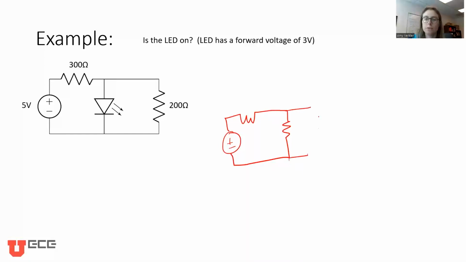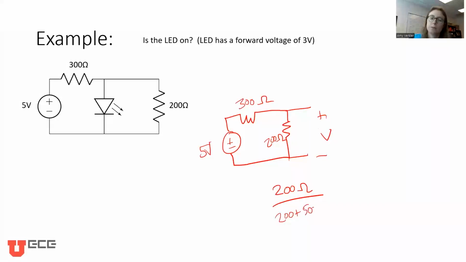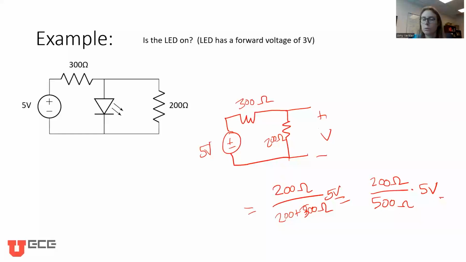I'm curious about this voltage right here. So when I look at this, I see a voltage divider. And so we'll take 200 ohms divided by the total resistance, which is 200 plus 500 plus 300 ohms, which is equal to 500 ohms there on the bottom. Times the 5 volts. And so that is equal to 2 volts. So this is equal to 2 volts.